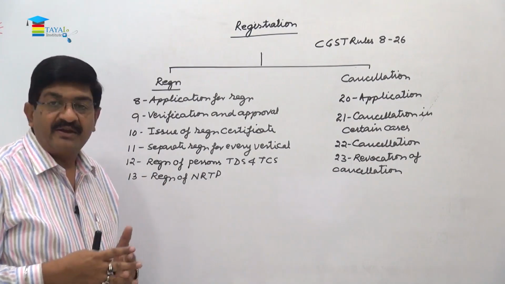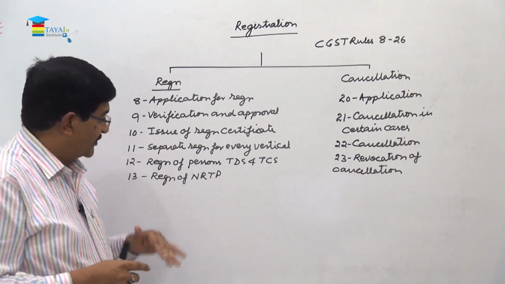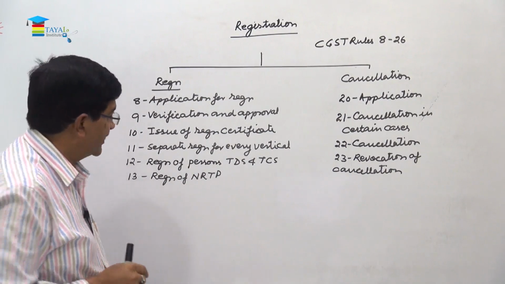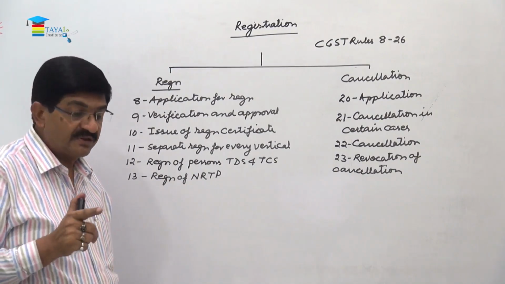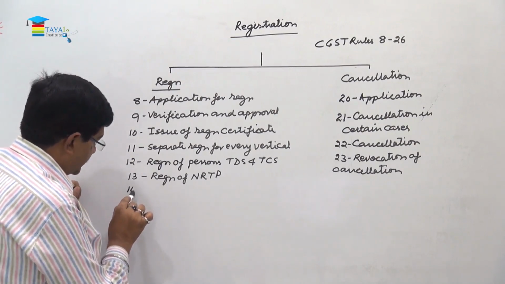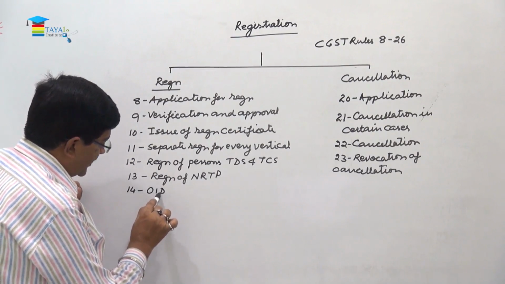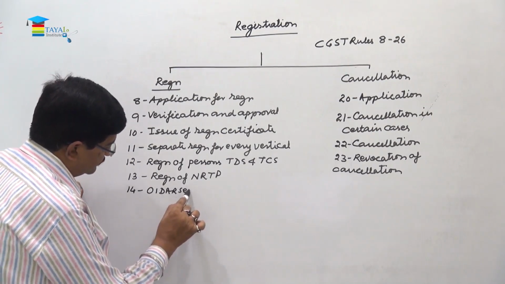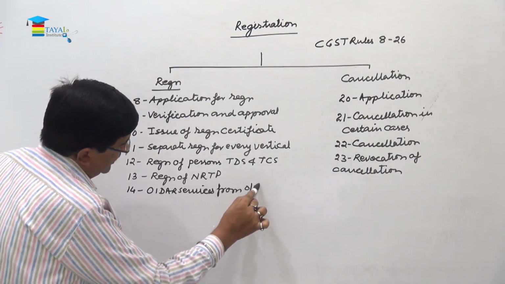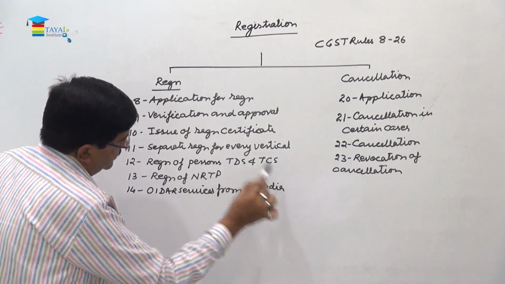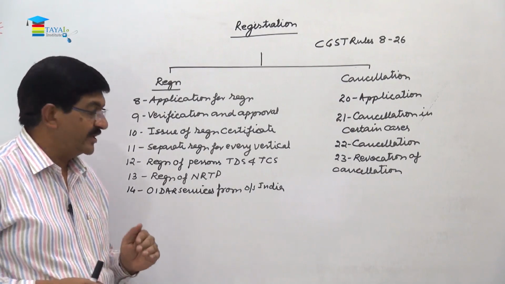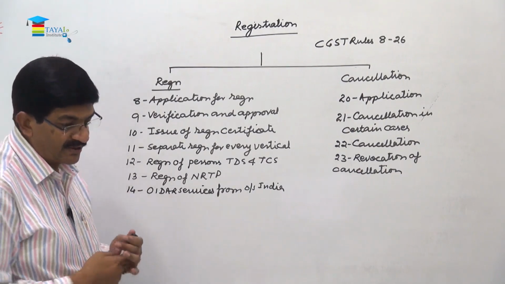So these are nitty-gritties involved, on those we will talk about later. But right now, why this is different? Because they need to apply before starting business, right? And other people can apply for registration within 30 days since becoming liable for registration. Now rule number 14, this relates to specifically OIDAR services from outside India. So online information and data access retrieval services, if the service provider happens to be outside India, then how and when he should obtain registration.